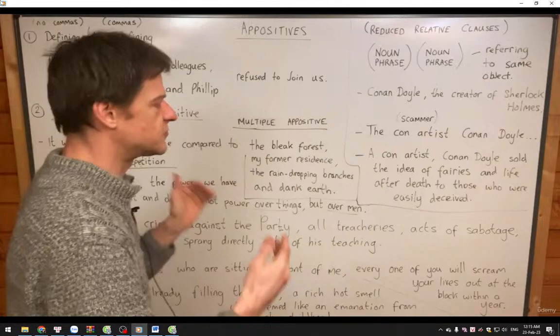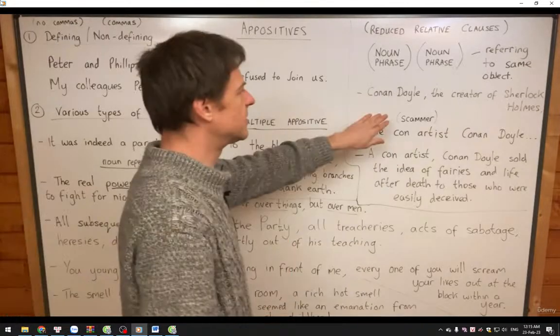But the reason it's the same as a reduced relative clause is because you can say Conan Doyle, who was the creator of Sherlock Holmes, and when you put in who was, you've got a full relative clause. And so this is why they're called reduced relative clauses. We could make it longer and say Conan Doyle, who was the creator of Sherlock Holmes, or we can just say Conan Doyle, the creator of Sherlock Holmes. Okay, and now just like relative clauses, defining and non-defining is important with these guys.